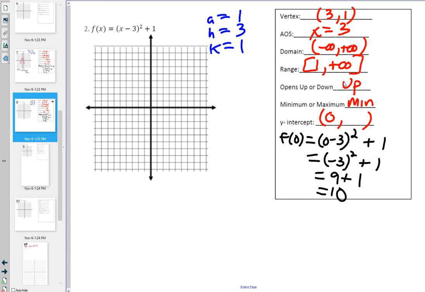I'm not sure if that's going to fit. Let's see. 1, 2, 3, 4, 5, 6, 7, 8, 9. It doesn't really, but we can kind of estimate. If there was a line, it'd be around there. Axis of symmetry is going to be at x is 3. If I were to flip that point over, it would be somewhere like up here, 3 units away from the axis. The vertex is at 3, 1.